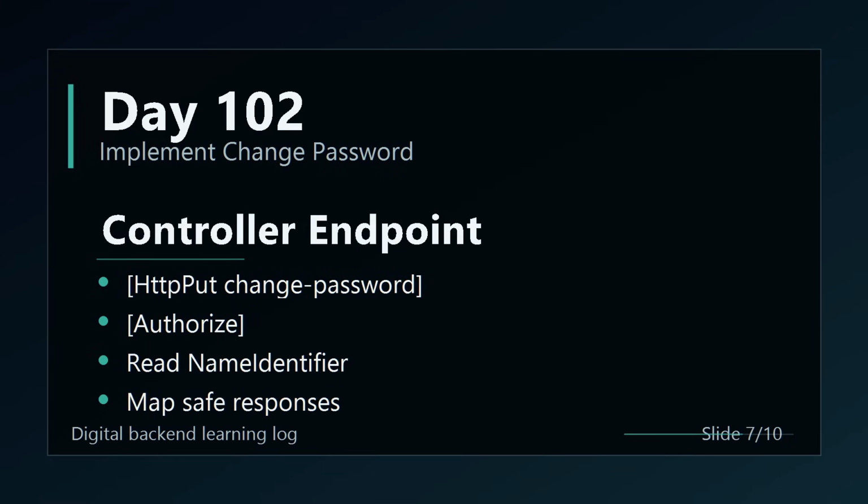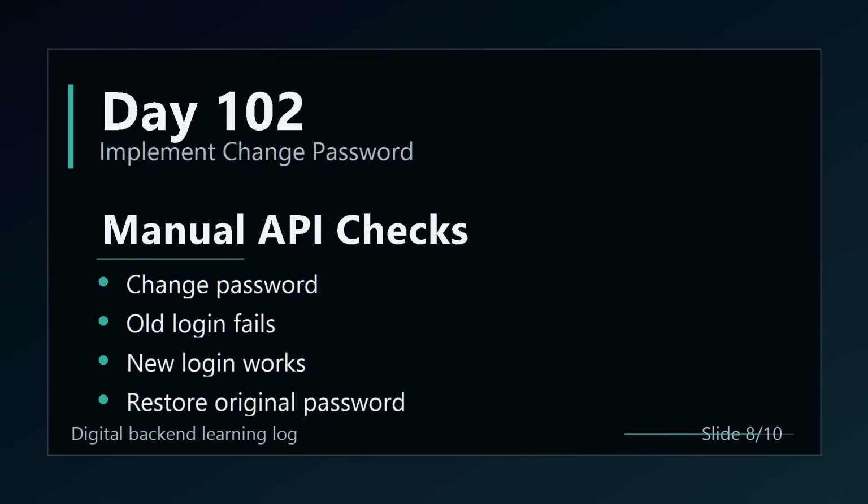Auth controller adds an authorized HTTP put change password action. It reads the name identifier claim, calls auth service, maps false to 404, argument exception to 400, and success to no content. Manual API checks verify the full behavior.